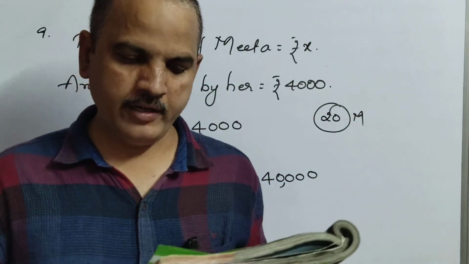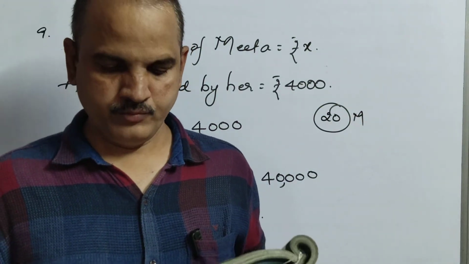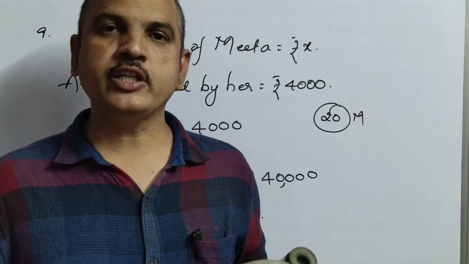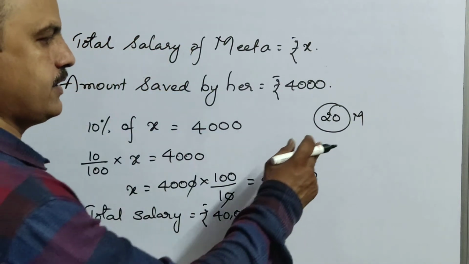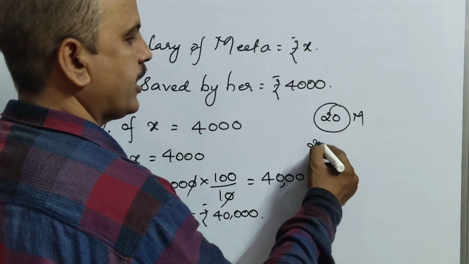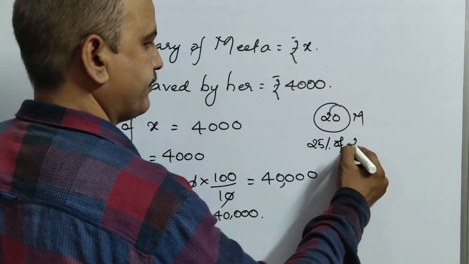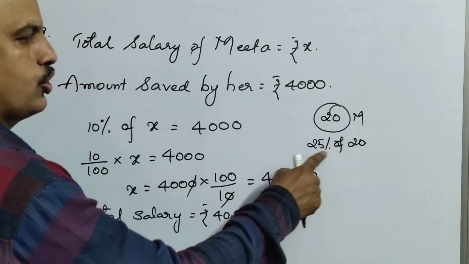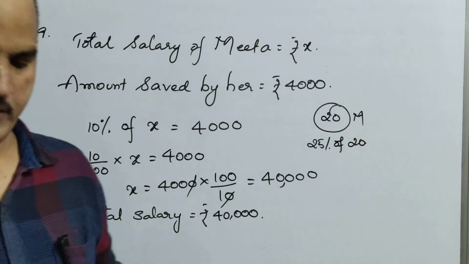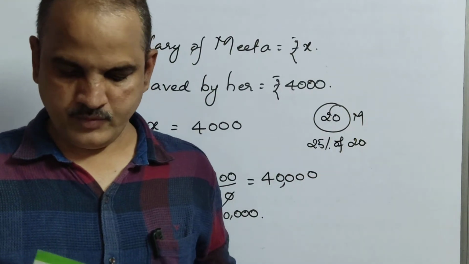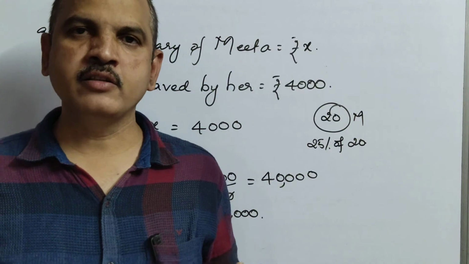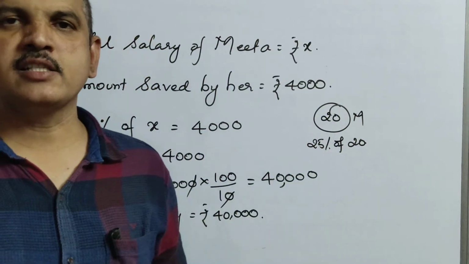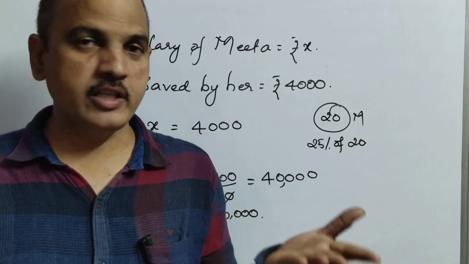20 matches they played in one season. It won 25% of them. That means 25% of 20. You'll get some answer. How many matches did they win? How much you'll get, that will be the answer, because 25% of them they won.